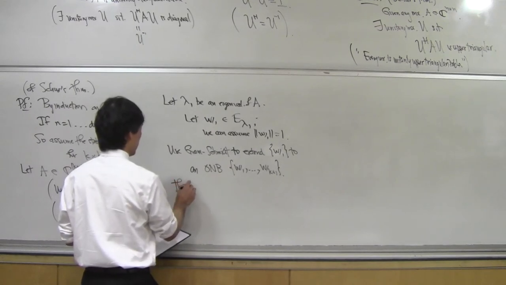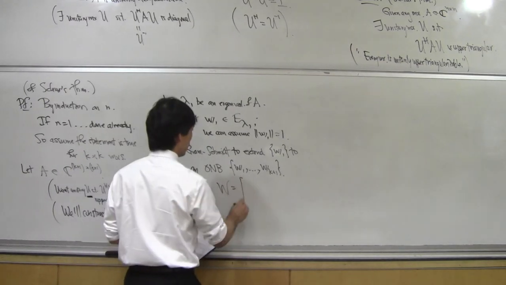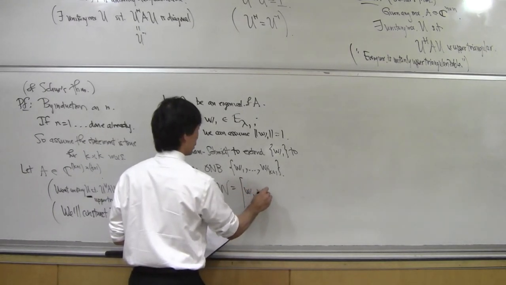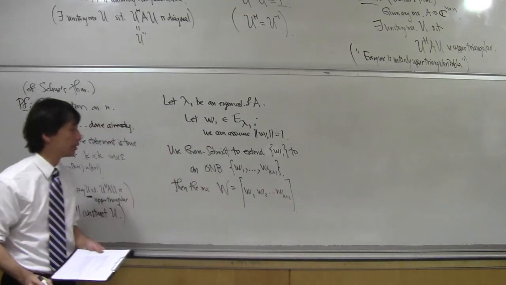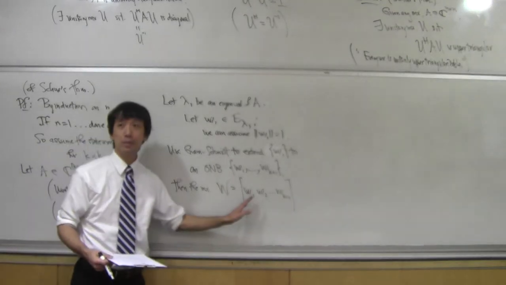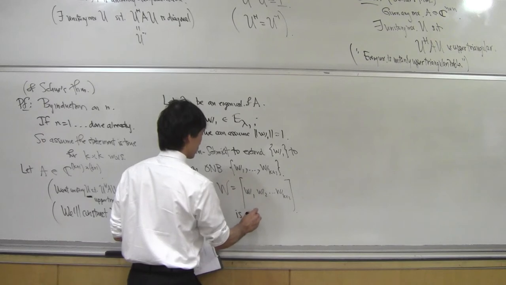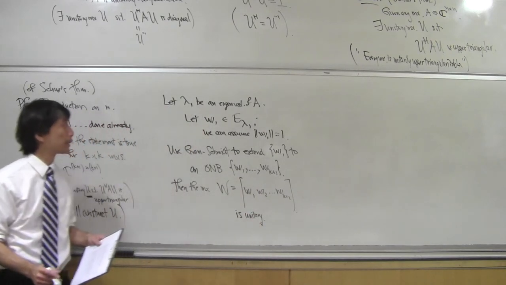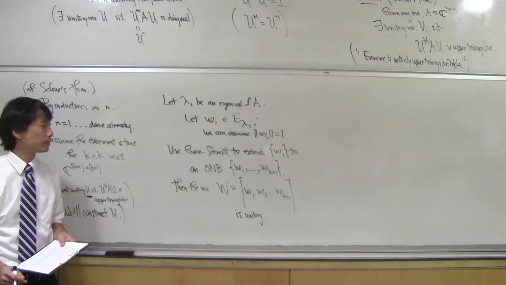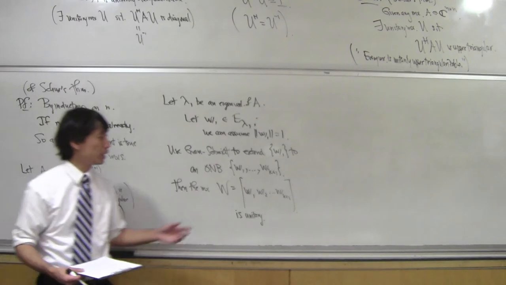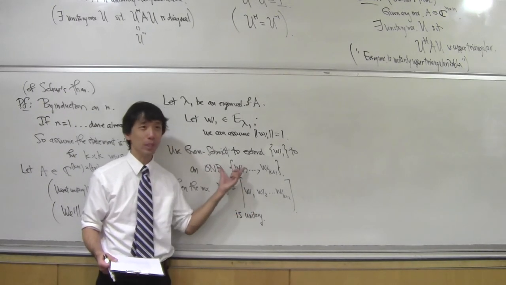Okay, so now the matrix W, with columns W_i, is unitary. Right? Because unitary means that your columns make an orthonormal basis. Well, we just made an orthonormal basis, so this guy's unitary.